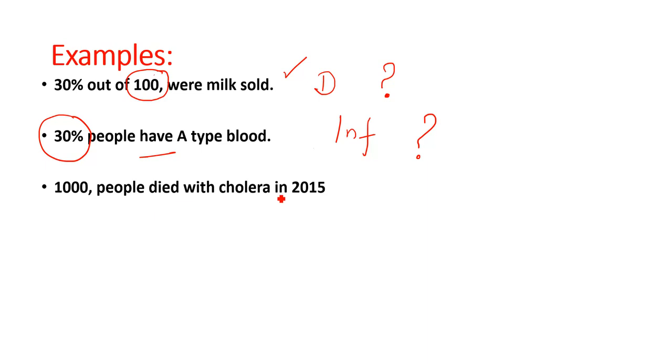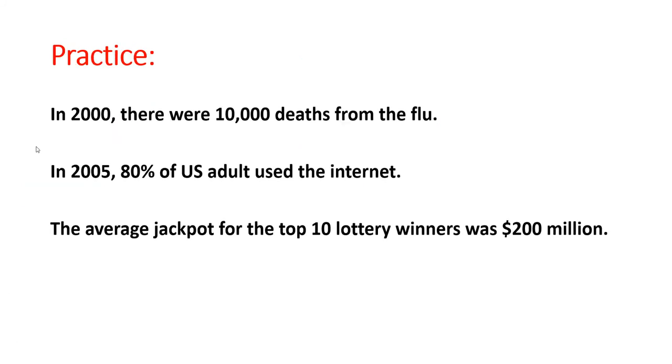1000 people died with cholera in 2015. This is descriptive. Why descriptive? Because this number is given here. If I say 20% of people died of cholera, then it will be inferential. It is just my idea or estimate, right? So here I have written some practice problems for you. You have to pause the video here. One by one, you have to think over it and write down your answer, whether it is descriptive or inferential.